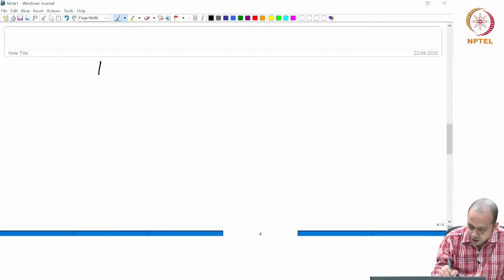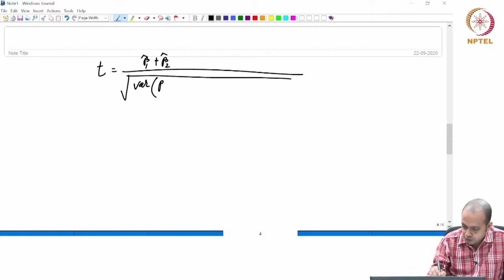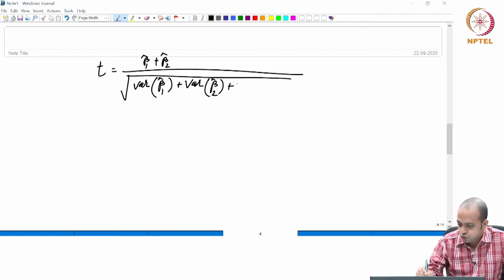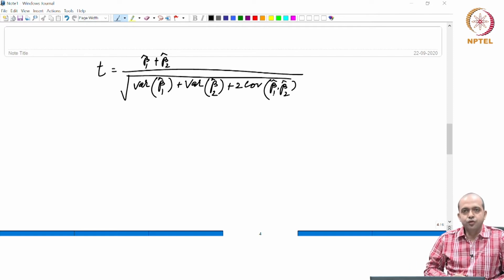So, T was defined as beta 1 hat plus beta 2 hat divided by the square root of variance of beta 1 hat plus variance of beta 2 hat plus 2 into covariance of beta 1 hat, beta 2 hat.